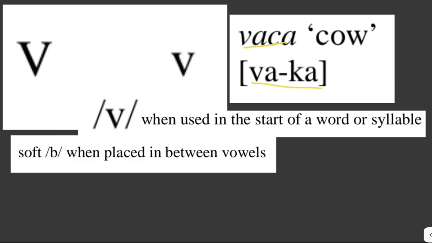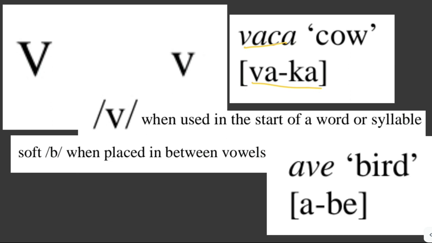Okay, say for example this word here. We don't pronounce this as ave. We pronounce this as abe, which means bird in English, abe.